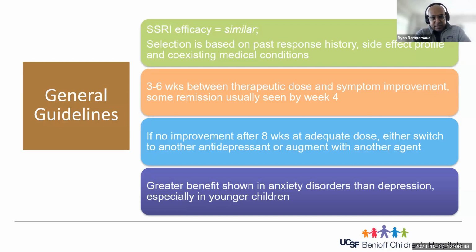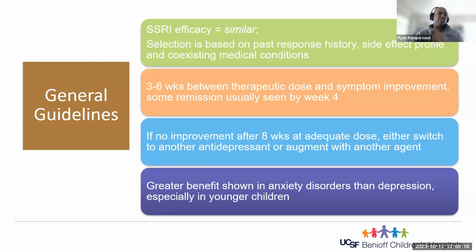Now, the other question that comes up is, how long is this going to take? Am I going to feel better tomorrow? Unfortunately, these are not stimulants, so their mechanism of action is a little bit different. To give families an expectation, we often say, listen, 3 to 6 weeks after achieving a therapeutic dose, you may begin to see some symptom improvement. Some remission may be seen by week 4.